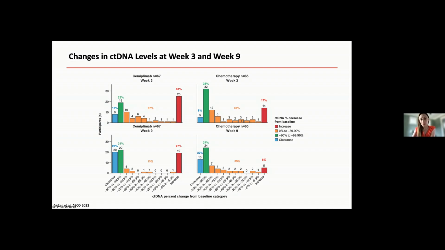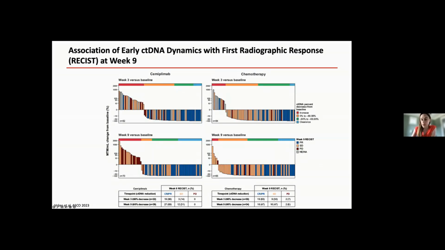In the chemotherapy arm, you can see that actually most patients have a decrease in their ctDNA. There are far fewer patients who have a frank increase, but there also isn't this clear spread towards the lower level. Instead, there's a larger percentage, 30% and higher, that are still in this middle zone. This tracks with the radiographic response. And again, it tracks very clearly in the cemiplimab group.